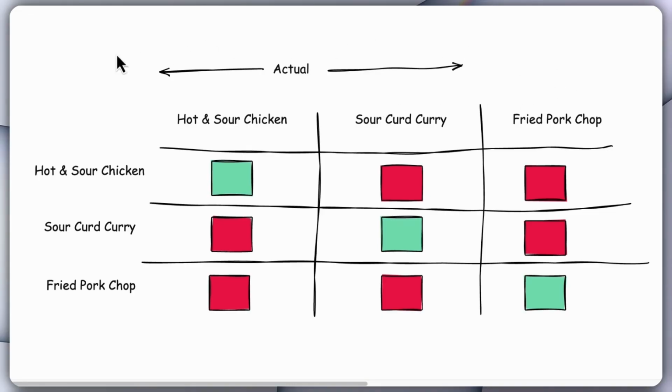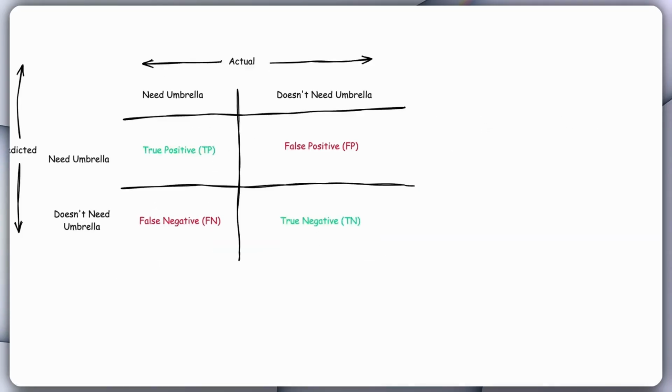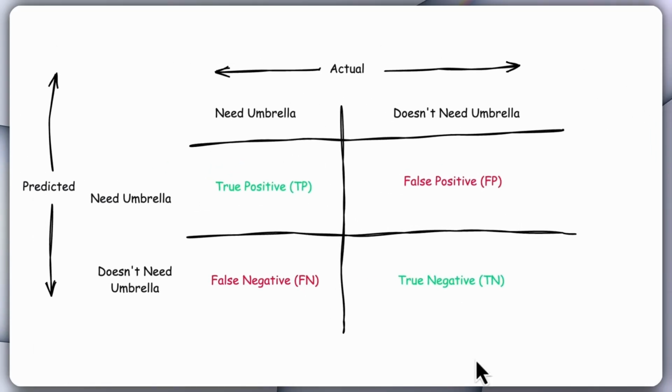Before I continue with this confusion matrix, I should tell you something. For that, I am going back to my previous example. If you see this example, you see the true positive and true negative, I have marked them in green, whereas false negative and false positive, I have marked them in red. There is a reason behind that.